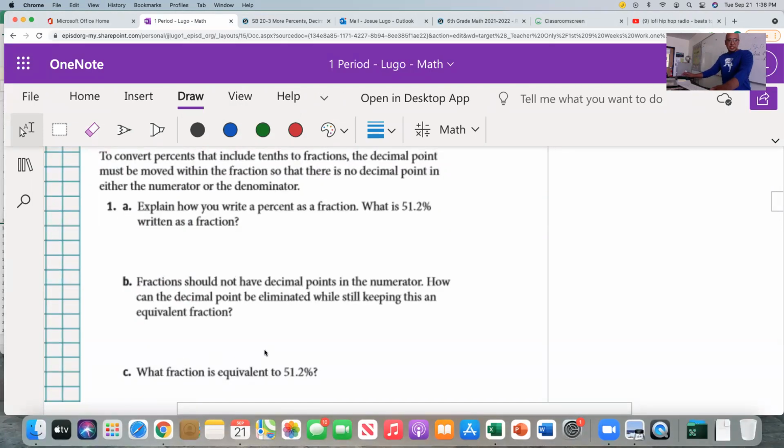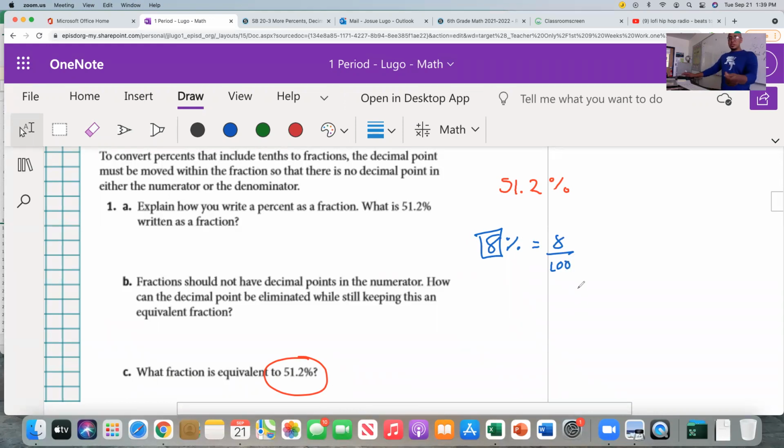We begin with 1C, which is asking us to change 51.2% into a fraction. So we have 51.2%. Now, by now, you should know that anytime I have a percent, like something like 8%, all you have to do to change that into a fraction is put whatever's in front of the percent symbol on top of 100. So 8% is going to be 8 over 100.